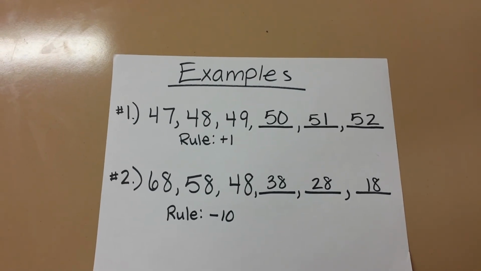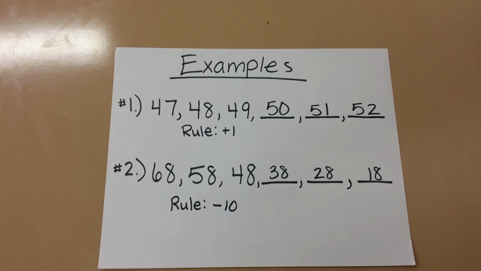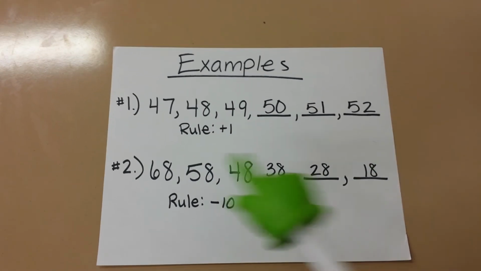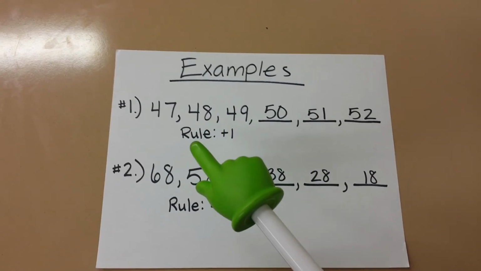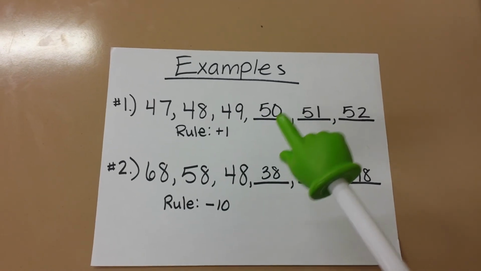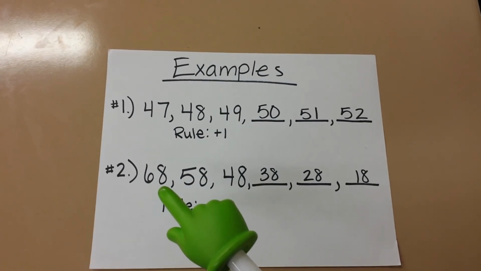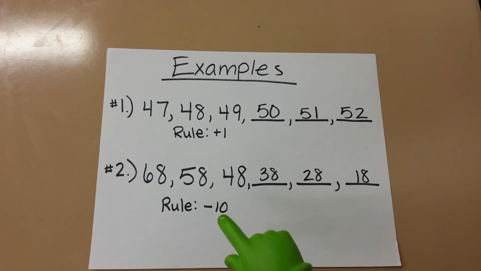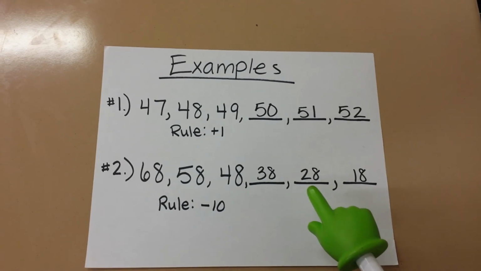Students are also asked to complete the pattern. They will need to figure out the rule and use it to complete the other numbers in the pattern. Here are 2 examples. So they look at these, 47, 48, 49. They figure the rule is +1 and they finish the pattern. 49, 50, 51, 52. Just like this one. Starts us off with 68, 58, 48. We know that the rule will be -10 since we see our tens place going down. Then we would finish it off with 38, 28, 18.